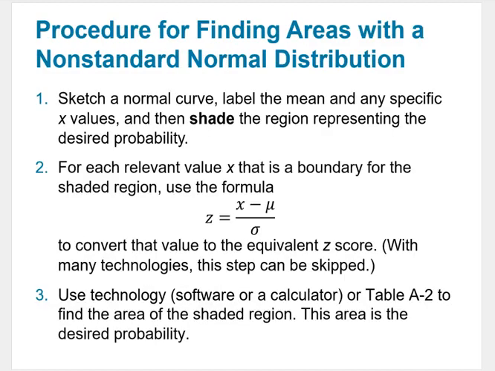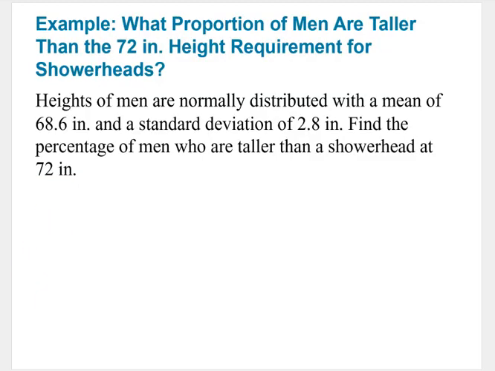So the procedure for doing this is just, again, to make your sketch, label everything, label your mean, label any specific x value, shade the region that you want so you remember what you're using. For each relevant x value that they give you, find that z-score and then use either technology or your table to find the area of that shaded region. So let's just jump right into an example.